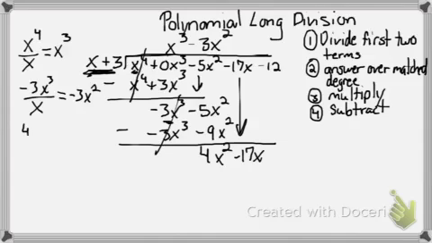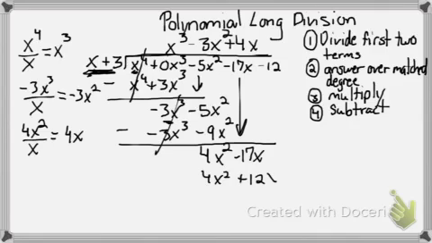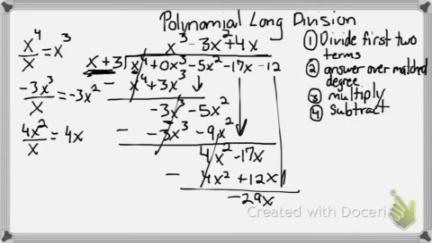Divide the first 2 terms, 4x squared divided by x gives me 4x. Put my answer over the matched degree. Multiply, I get 4x squared plus 12x, and then subtract. Those cancel. Negative 17x minus 12x gives me negative 29x. And bring down my last term. Do it all over again.